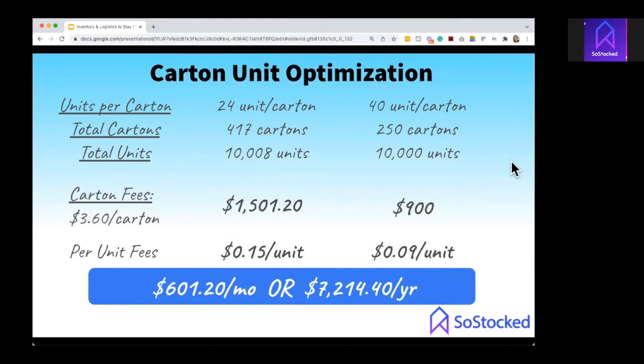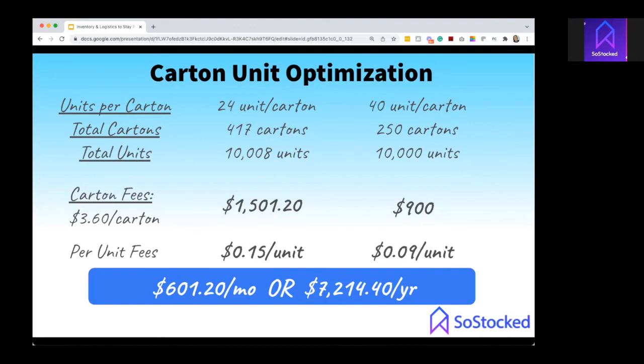So the savings by cutting down the number of cartons was $600 per month, or $7,000 per year. Now, it's important when you start putting more units per carton that your cartons are built so that they don't crush those units. You need to make sure you've got maybe 7-layer cardboard, working with your supplier, with your freight forwarder, even with an inspection company, and make sure you've constructed those cartons properly.